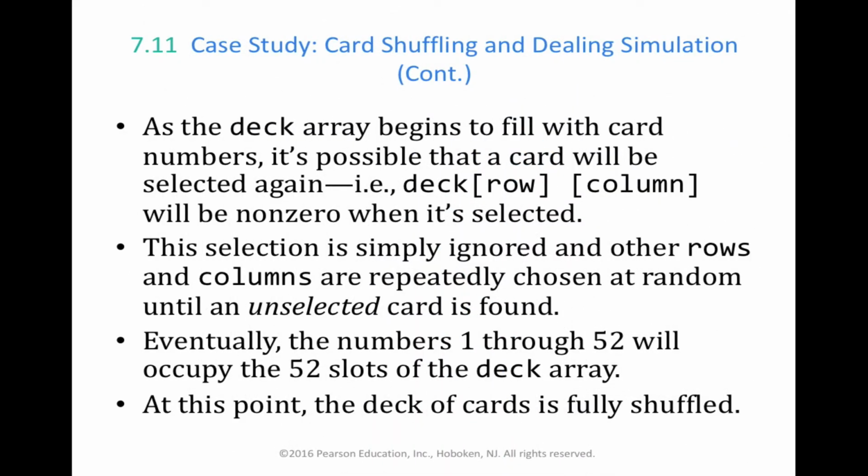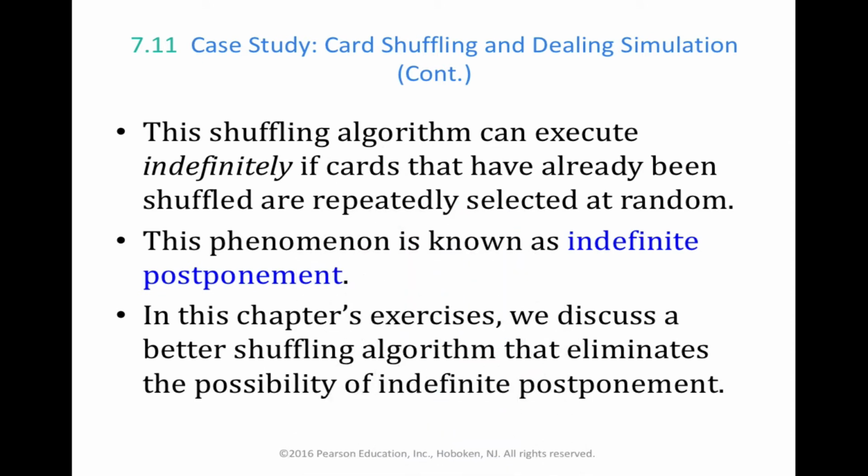As the deck array begins to fill with card numbers, it is possible that a card will be selected again, and that card will be non-zero when it is selected. In that case, we're simply going to ignore it and continue until we find an unselected item. Eventually, the numbers 1 through 52 will occupy the 52 slots of the array. At this point, the deck of cards would be considered fully shuffled. Now, the shuffling algorithm can execute indefinitely if cards that have already been shuffled are repeatedly selected in random order. This phenomenon is what we call indefinite postponement.